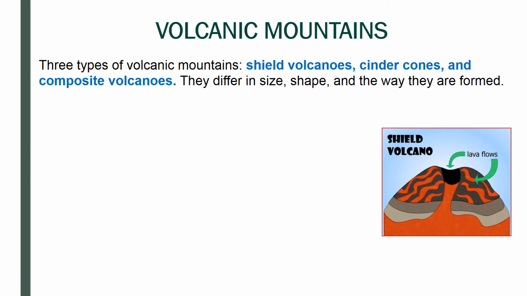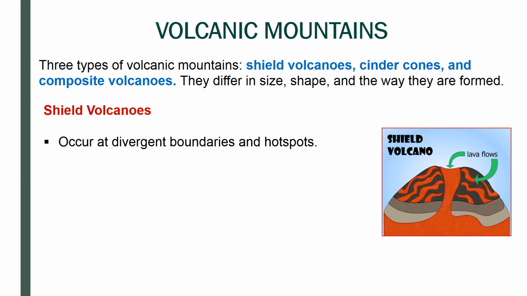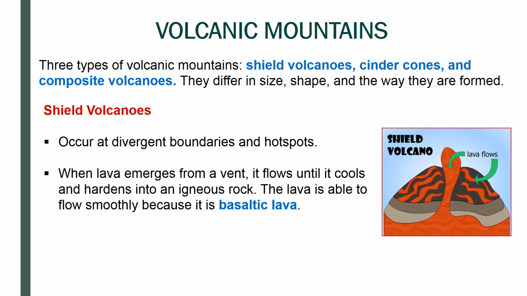The first thing that we will learn about now is the shield volcano, and you can see from the figure here the magma is pushed up through the cones of the volcano and creates the shield volcano, which is like a large one. Shield volcanoes occur at divergent boundaries of plates and hotspots. When the lava comes out from the vent, it flows until it cools down and hardens into rocks.